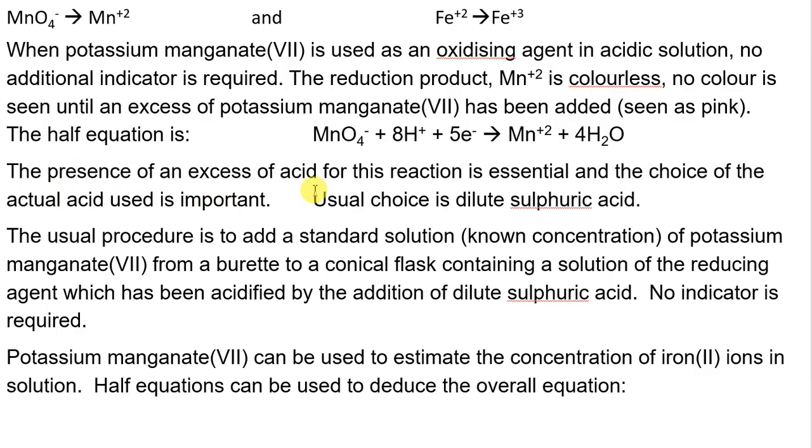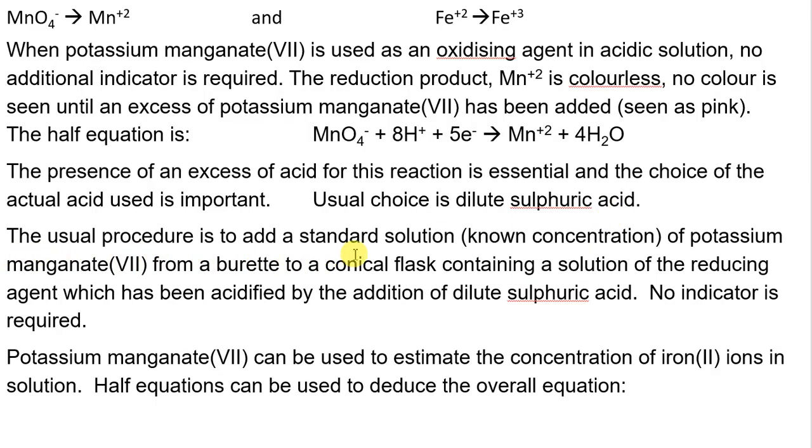The presence of an excess of acid for this reaction is essential, and the choice of the actual acid used is important. Usual choice is dilute sulfuric acid, H2SO4. We call that a dibasic acid because of the H2. I need a lot of hydrogen ions. I'm going to get them from H2SO4.